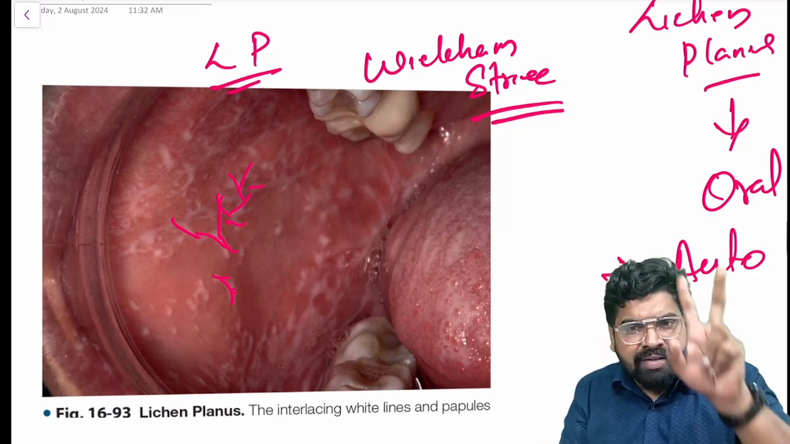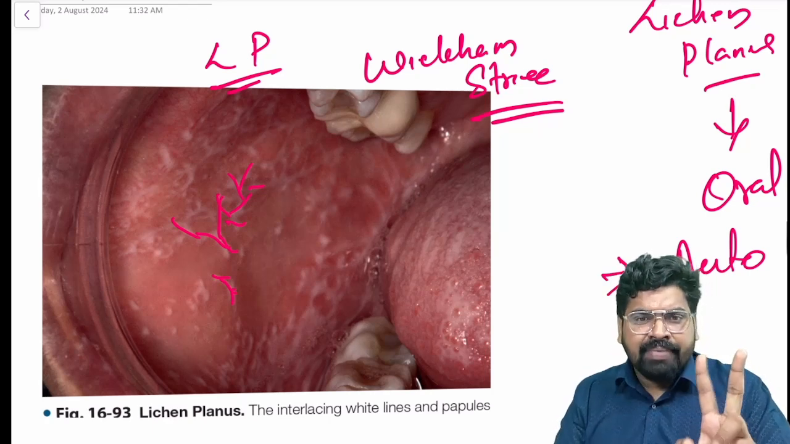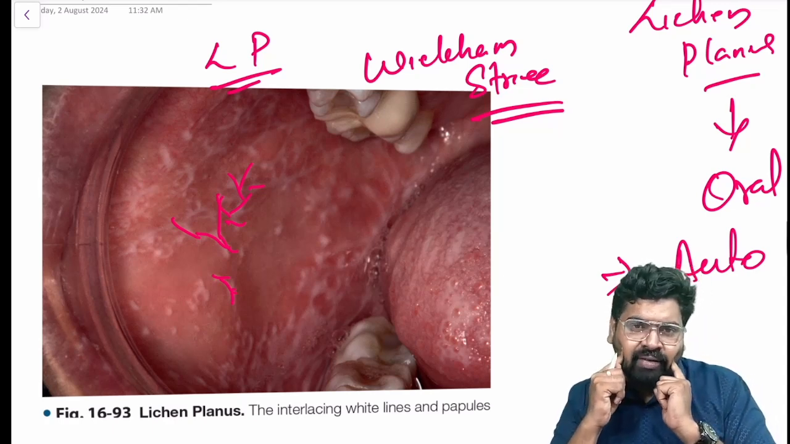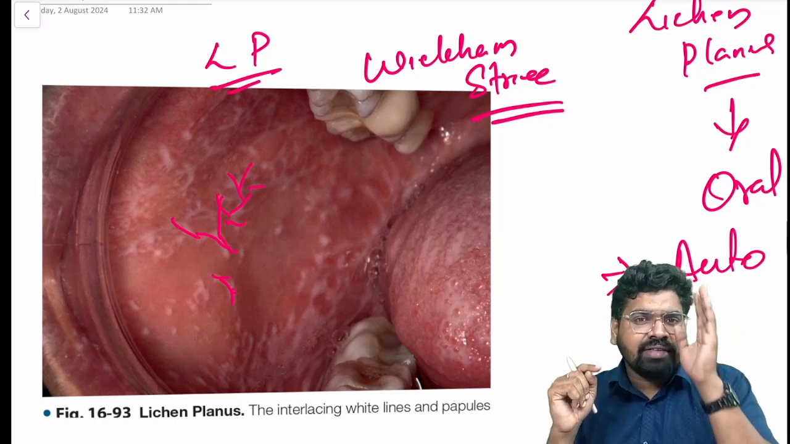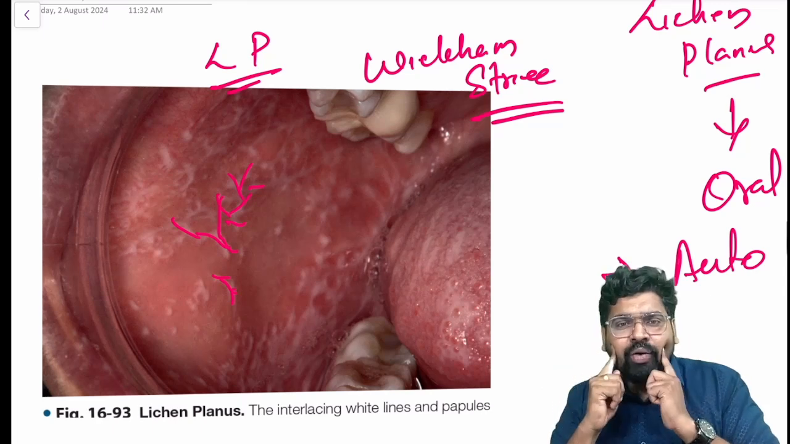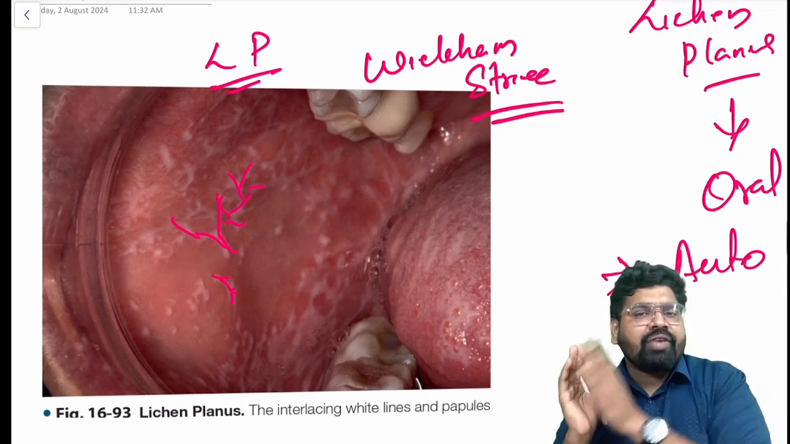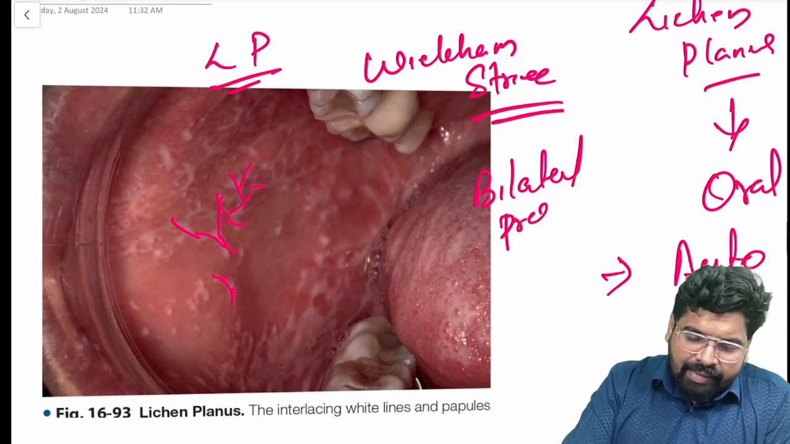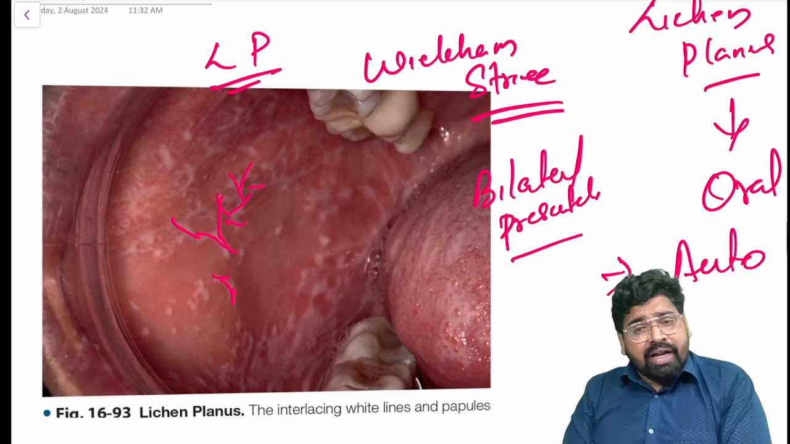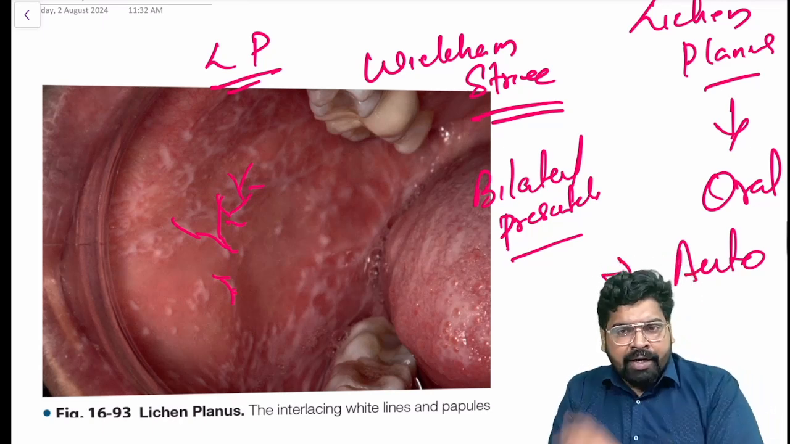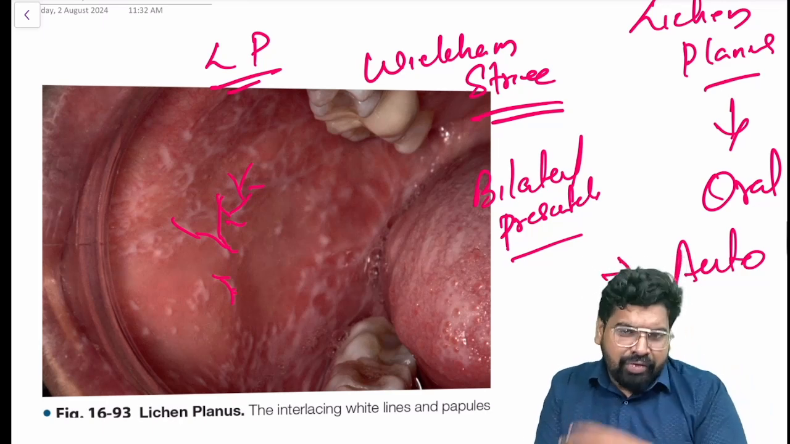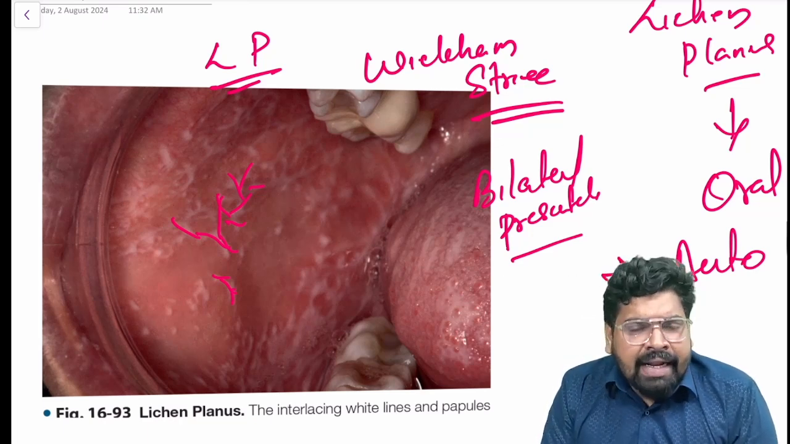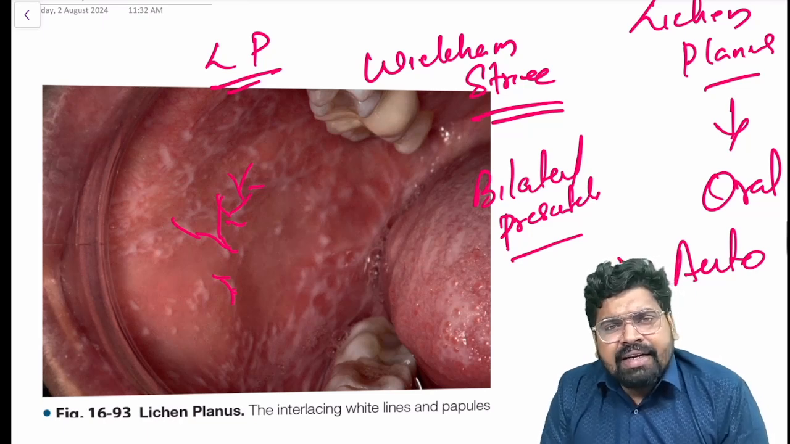To diagnose lichen planus, there should be two things. One is bilateral presentation. It should not be one side, it should occur on both sides. The clinical diagnosis of lichen planus mandates bilateral presentation and Wickham striae. Two things should be there. So if you are running your own clinic, or working in your OPD or in your college, anywhere, don't write lichen planus if it is on one side.